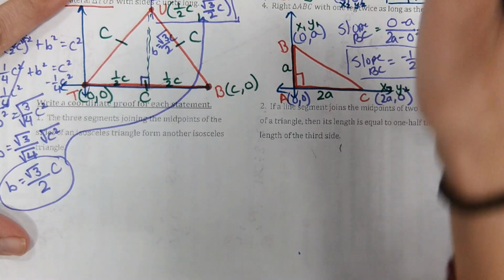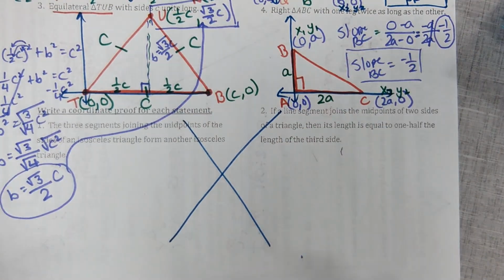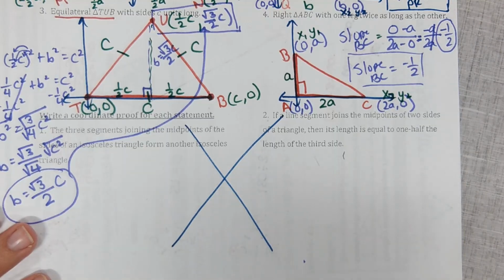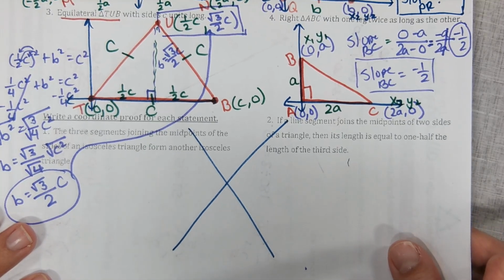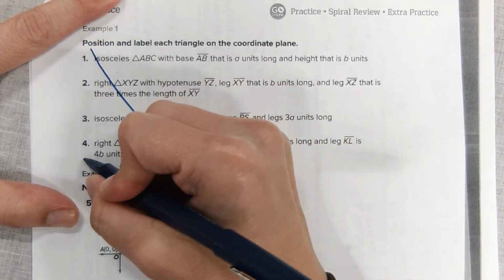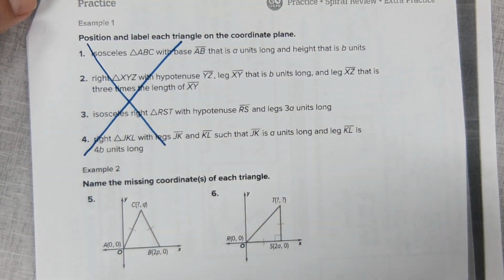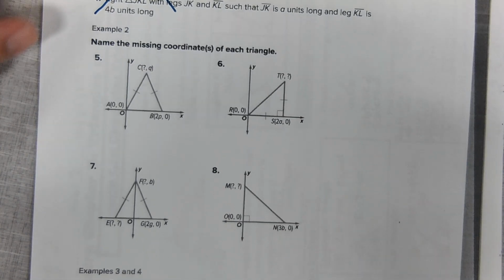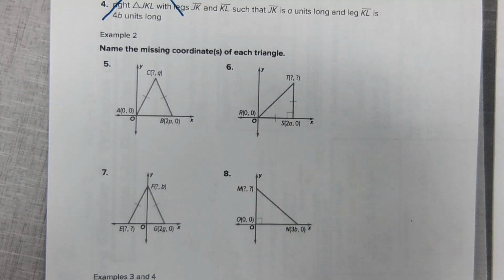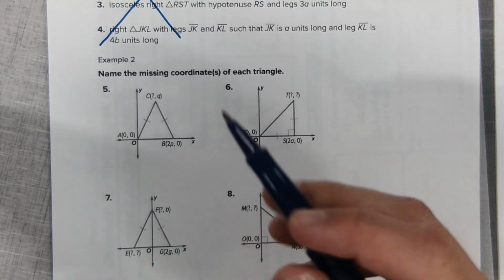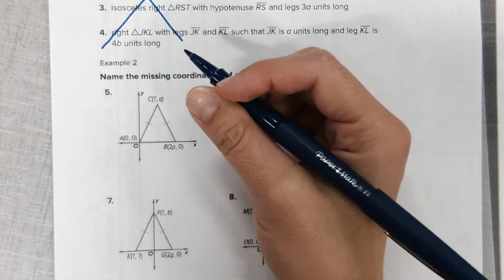Okay, then cross these two out, and then we're moving to the back. Okay, the first examples are just like the ones we just did, so you can cross those out. And then we're jumping down to number 5. These are very similar to what you'll see on the homework. It says, name the missing coordinate of each triangle. So now that we've built the concepts, this gets a lot easier.